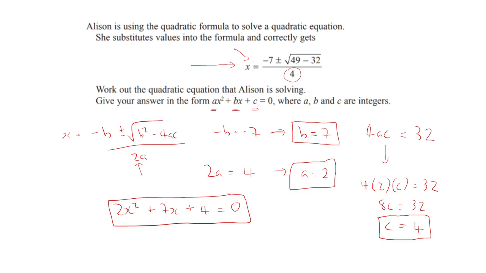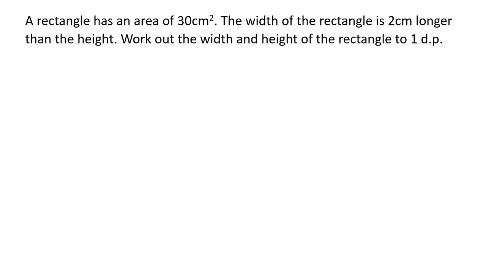And finally, the third type of question is something like this. The area of a rectangle is 30 centimeters squared. The width of the rectangle is 2 centimeters longer than the height. Work out the width and height of the rectangle. So we're going to solve this algebraically. I don't know the width and I don't know the height. So I'm going to call the height x. And if the height is x, the width is 2 centimeters longer than the height. So I can call the width x plus 2.